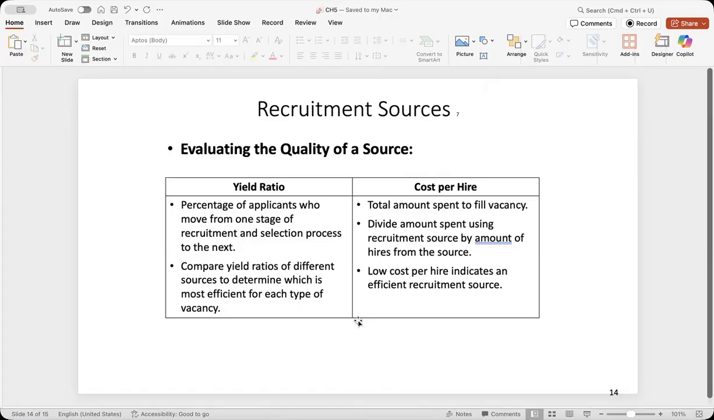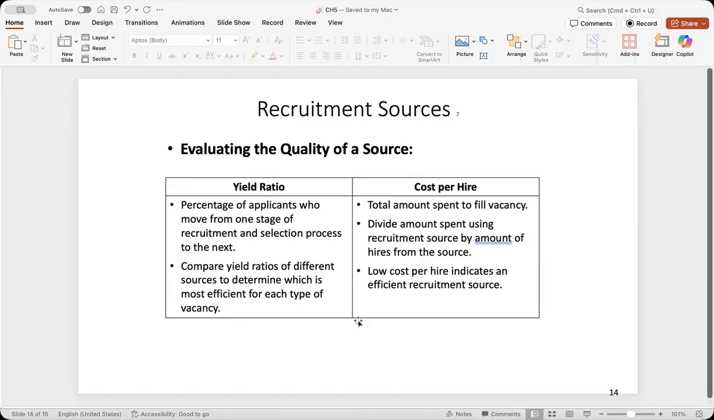So again, we want to look at the yield ratio, the percentage of applicants who move from one stage of a recruitment process to the other, based on where we found them. And then the total cost per hire: the total amount spent to fill the vacancy, dividing the amount spent using a recruitment source by the number of hires from that source. A low cost per hire indicates an efficient recruiting resource. A lot of times, folks, you can just go out and buy people. That's not the most efficient way to do it, right?